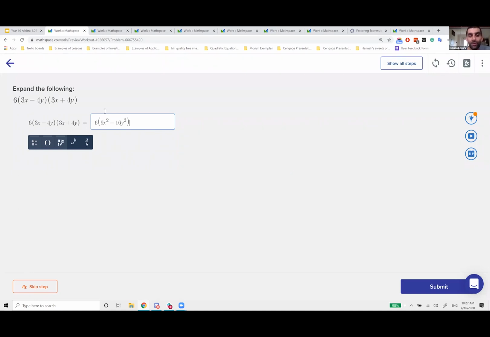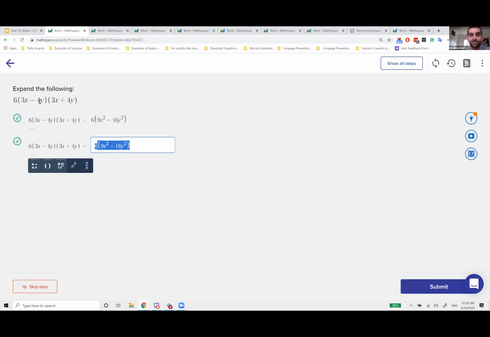Now, there is another way to do this. We could have first expanded the 6 outside the 3x minus 4y, which would have given us 18x minus 24y, and then multiplied that by 3x plus 4y. But if we did it that way, we would have lost the benefit of being able to do this really quickly because of the perfect square. So it's definitely a lot quicker to notice that this is a difference of two squares. And then we don't have to do that middle step. We don't have to multiply bigger numbers. Just go down to that.